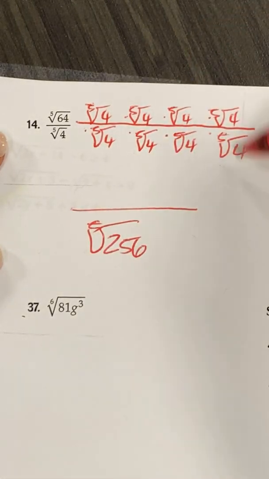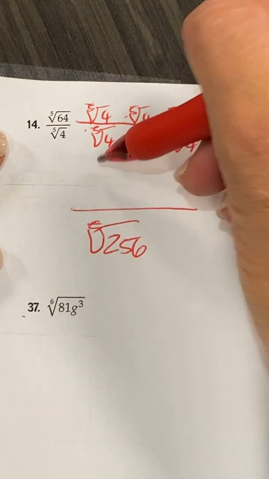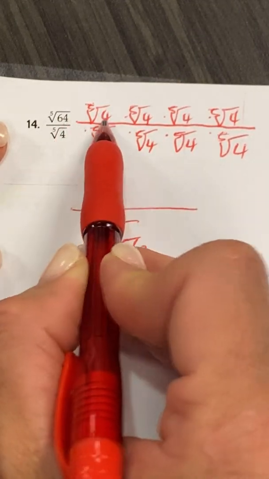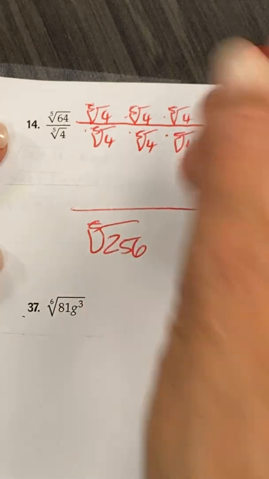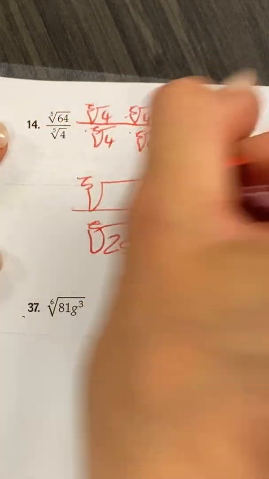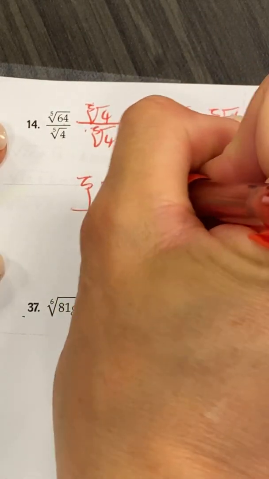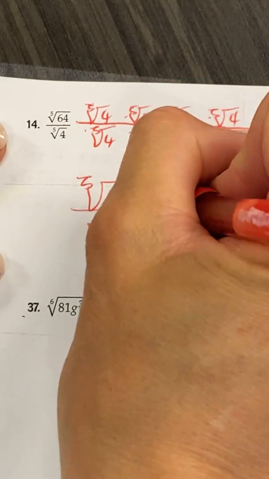Value of 1, value of 1, value of 1, value of 1. Okay, so in my calculator, I'm doing 64 times 4 times 4 times 4 times 4 and getting the fifth root of what? Anybody? 64 times 4 times 4. 16,000, is that what you said? 384.